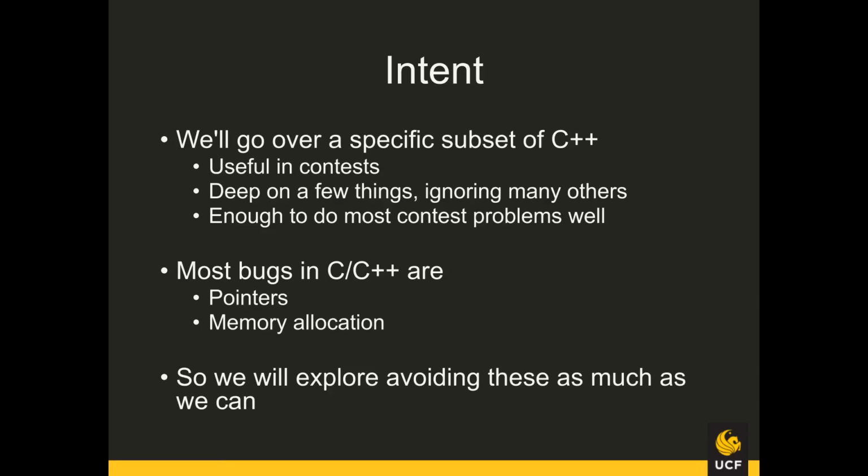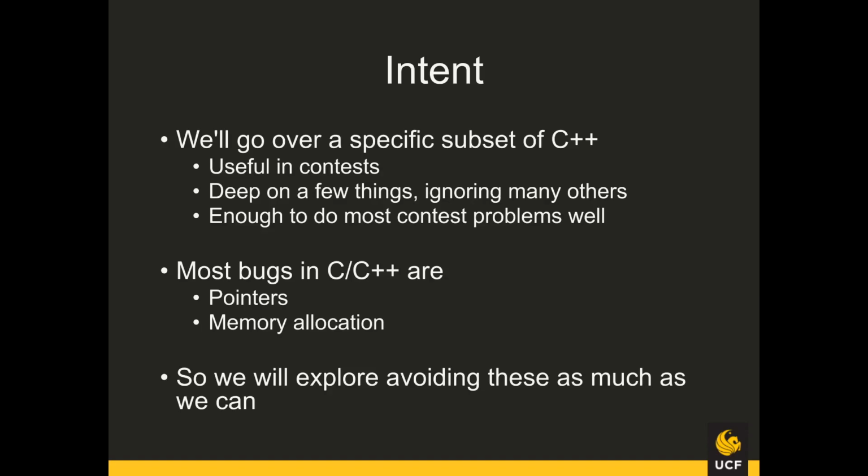The intent here is not to teach you general C++. That would take a semester, not a couple of half-hour talks. We're going to go over a very specific subset of C++ that's useful in contests, and also that is the easiest ways to write C++ that doesn't have bugs. Everybody has heard that in C and C++ there are many easy ways to shoot yourself in the foot, and that's true. We're going to try to just avoid those features, and it turns out that for doing contest programming, you can pretty much just pretend those things don't exist and not use them. So we're going to go deep on a few things that are useful for contests, and we're going to ignore a whole bunch of other stuff that you just don't need to know right now. And that's going to be enough for you to do most contest problems well.